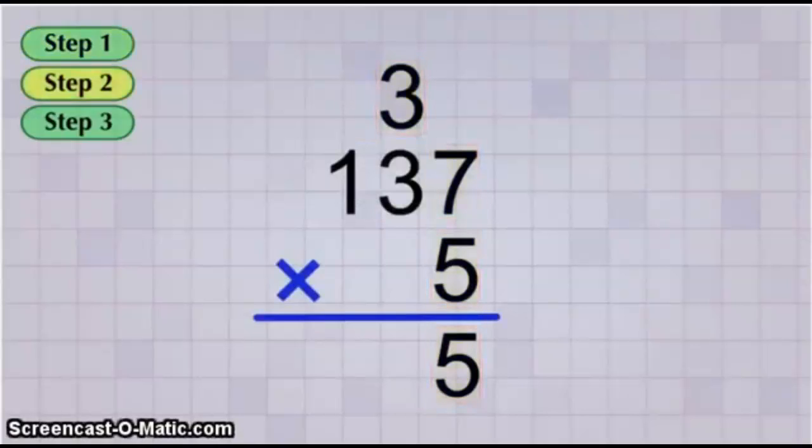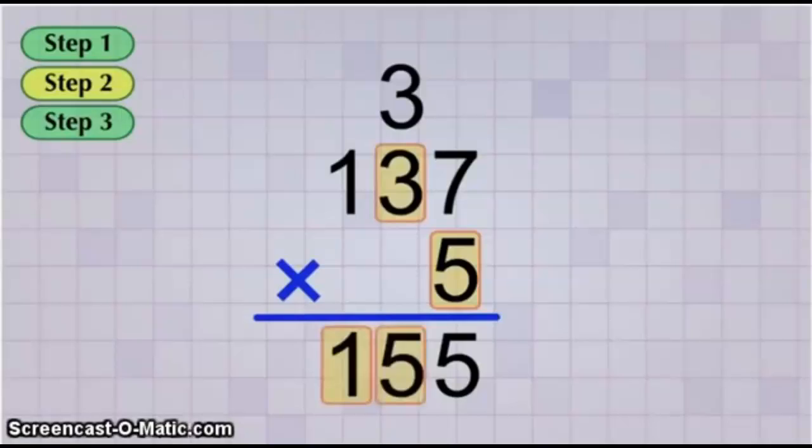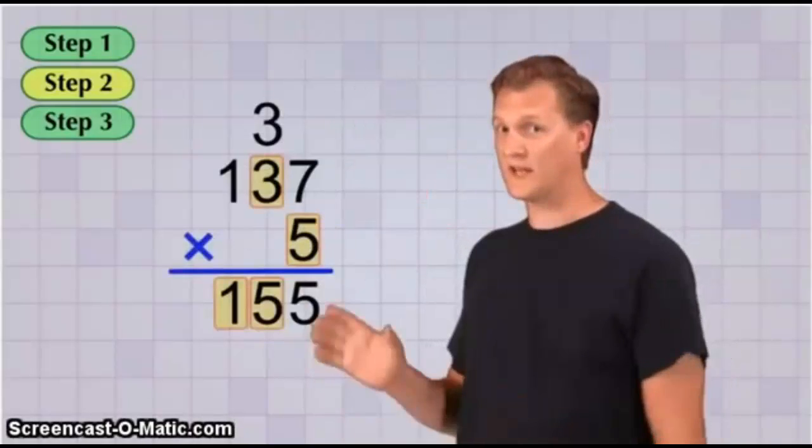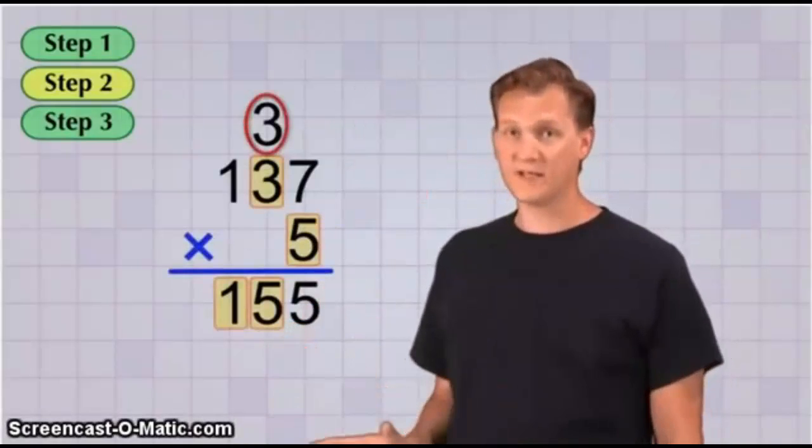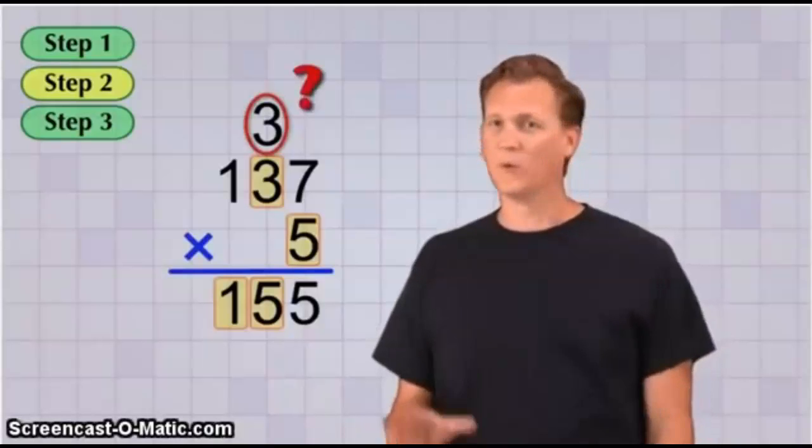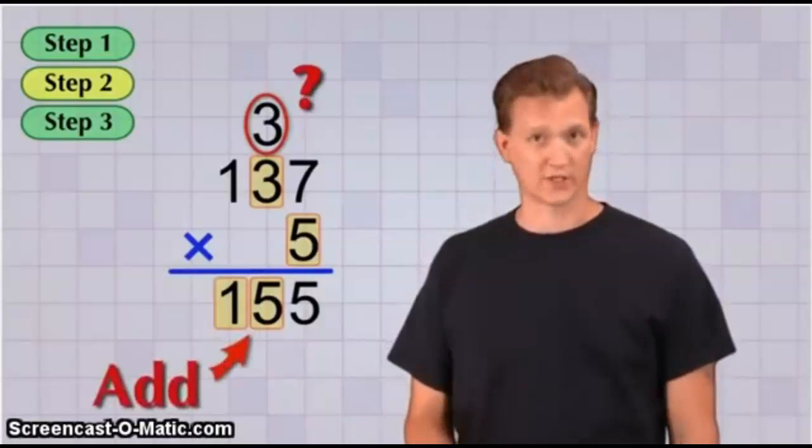Now it's time for the second step. We multiply the bottom digit 5 by the next digit to the left in our top number, 3. So 5 times 3 equals 15. But wait a second, there's that 3 we carried up to the top from the last answer. What do we do with that? Well, we need to add it to the answer that we just got.